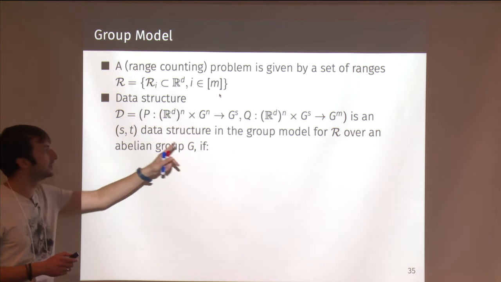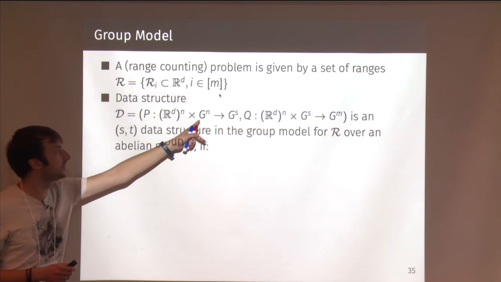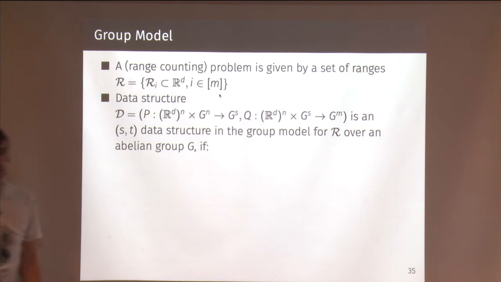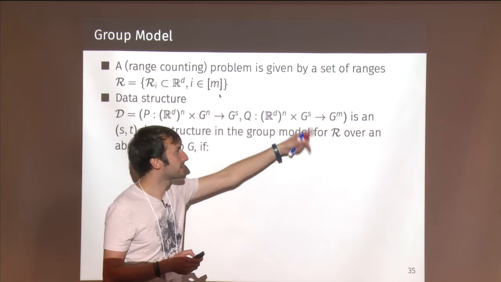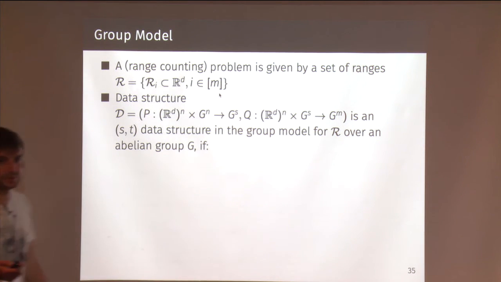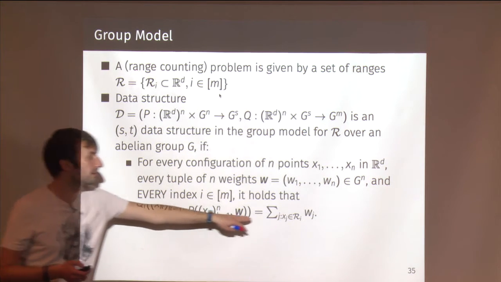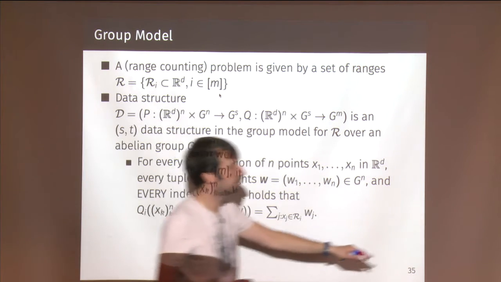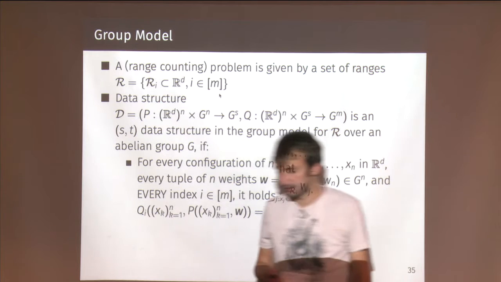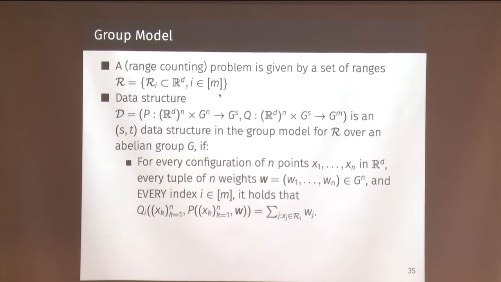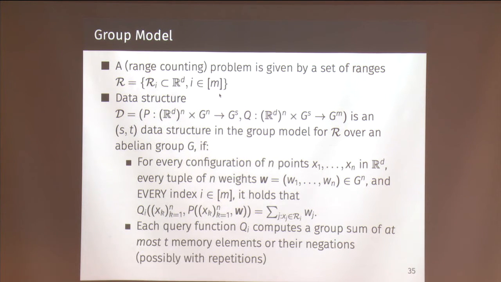So an ST data structure, with space S and query time T, would just take these n weights and preprocess them into S elements of the group, and then each query looks at these S preprocessed elements and computes the answer to the query. All I'm saying is that all answers are correct. They're exactly the product of the incidence matrix and the vector of weights. And every query function only looks at T memory cells or their negations.